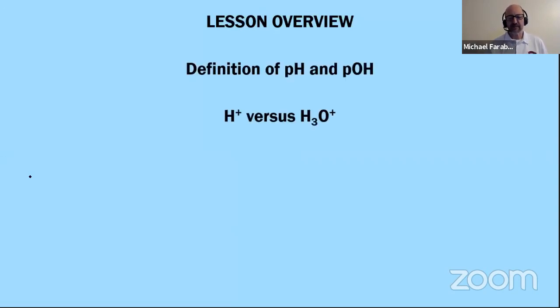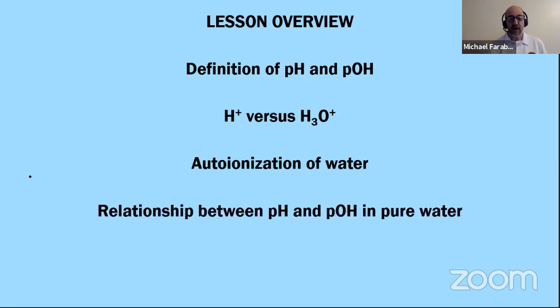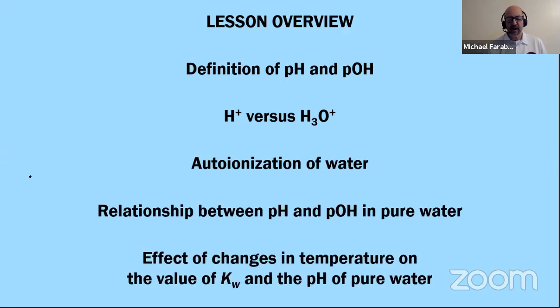So let me give you an overview. We'll talk about the definition of pH and pOH today. I'll talk about the difference between the H+ ion and the hydronium ion, or H3O+. We'll talk about the reaction of water with itself, the autoionization of water, the relationship between pH and pOH in a pure water sample, and then the effect of changes in temperature on the value of Kw, which is the water equilibrium constant, as well as the pH of pure water, how that can change with changes in temperature.